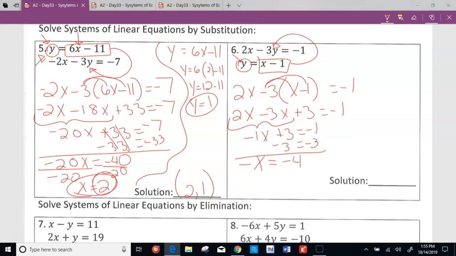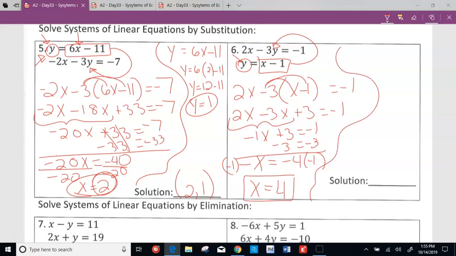I don't want negative x, I want positive x. So I can either use logic or math. Mathematically, I multiply both sides times negative 1. Or I could say, if negative x equals negative 4, then positive x must equal positive 4. So there's the first part of my answer.